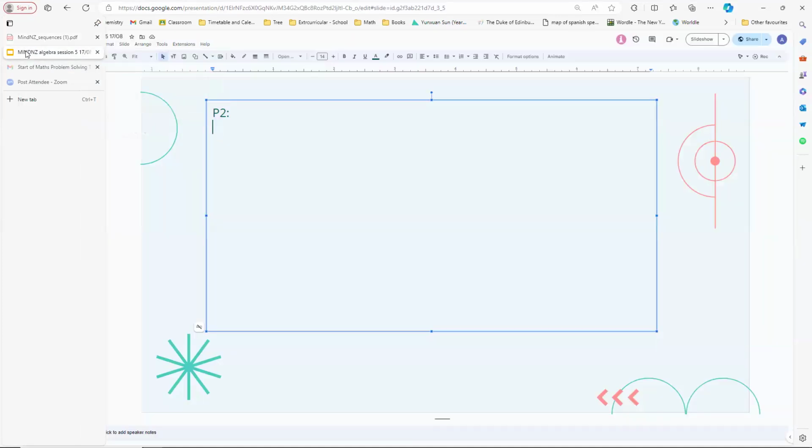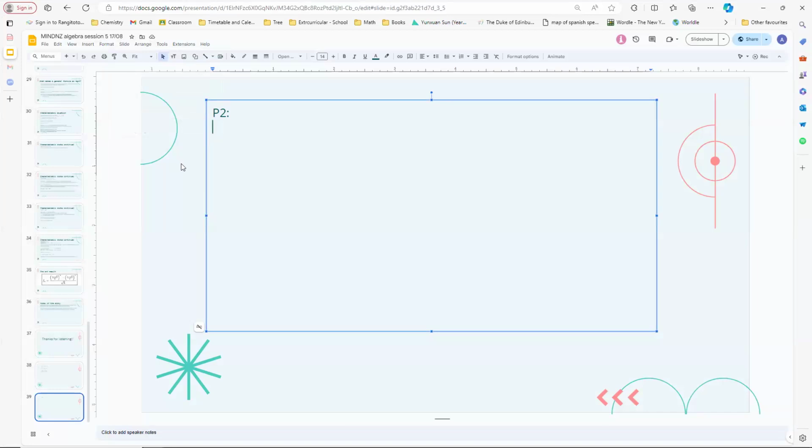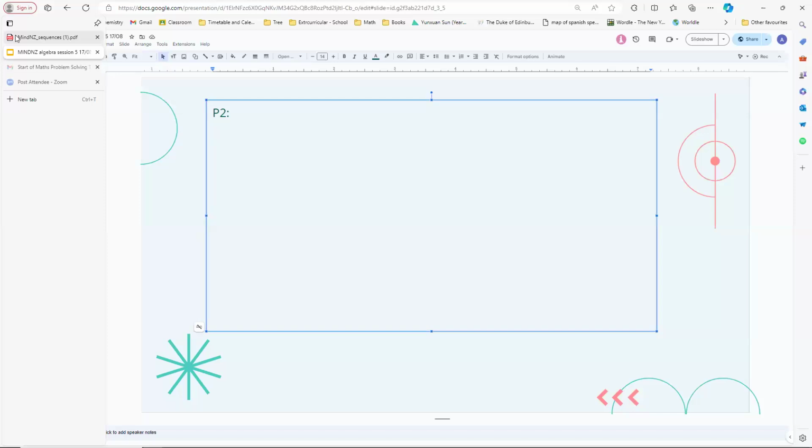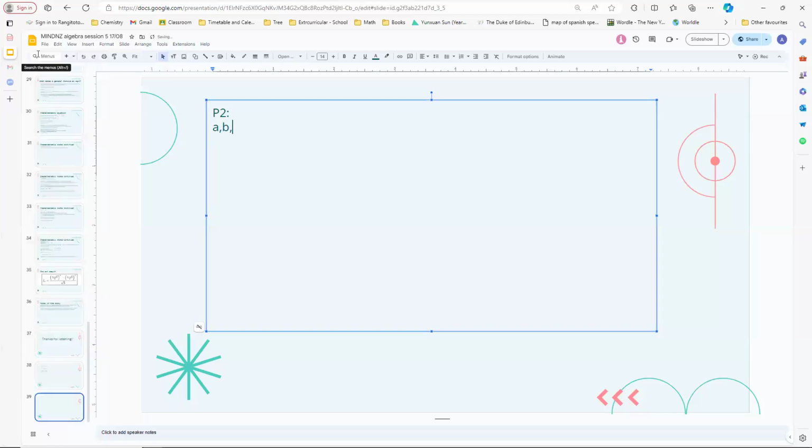Okay, so let's start with, I guess, a fact about arithmetic sequences. A, B, and C are in arithmetic sequence if and only if... well, let's say A, B, C are ordered such that A is the smallest and C is the biggest, right? Then A, B, C are an arithmetic progression if and only if A plus C equals 2B. It's sort of useful, right?